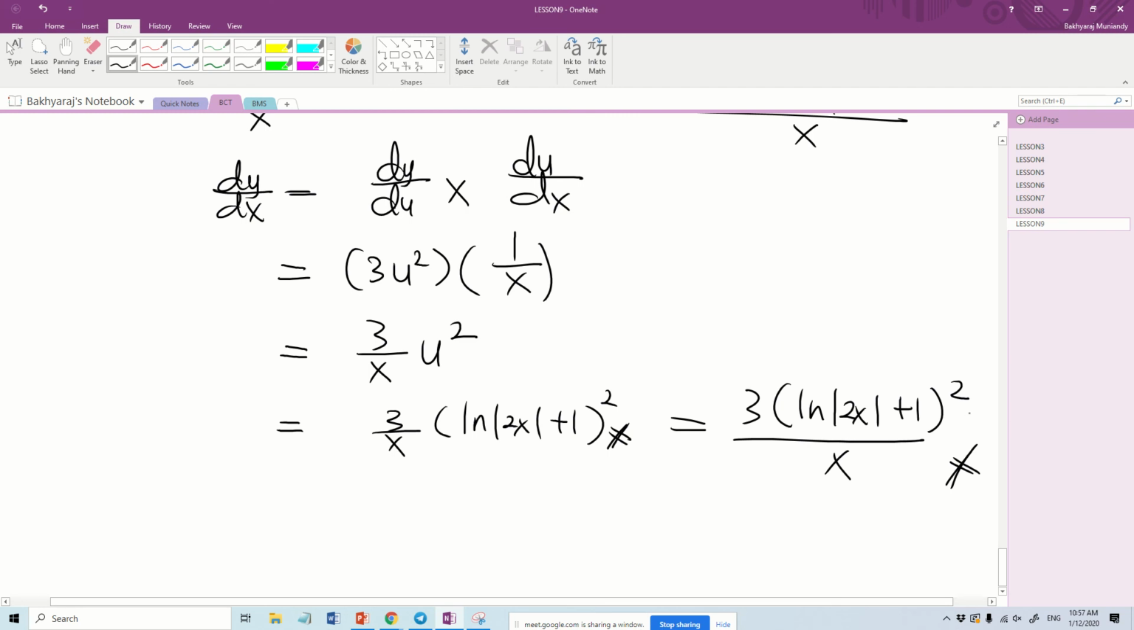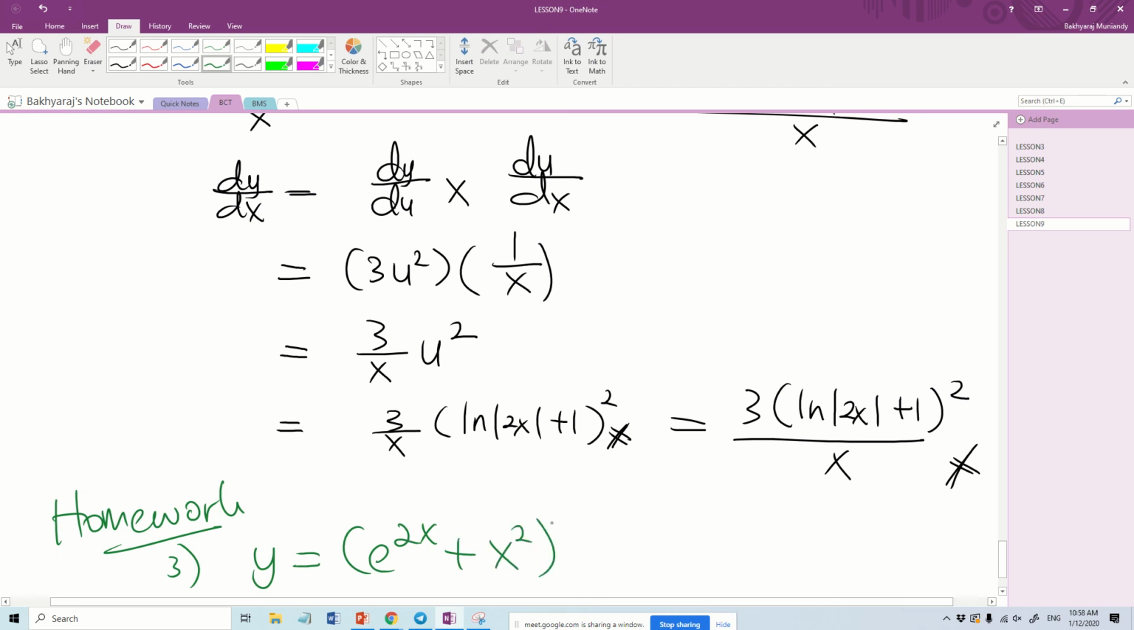Okay, I give you one more exercise. That is a homework. Then we break for a while, then we continue with implicit rule. Okay, do this as a homework. Number 3: y equals exponent (2x plus x square) power of 3. Now try this.